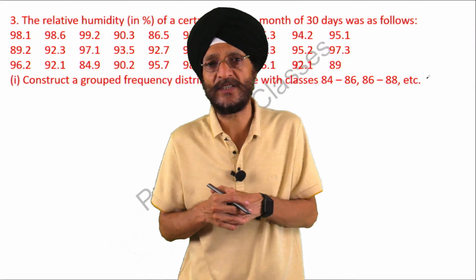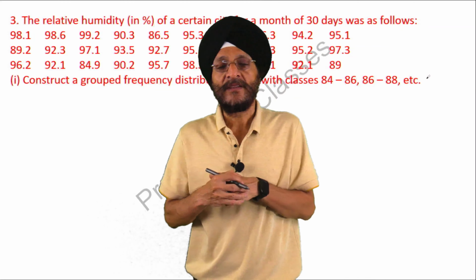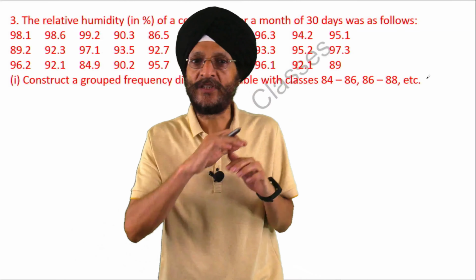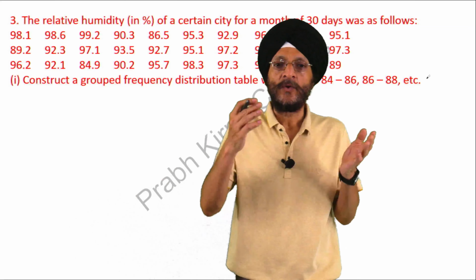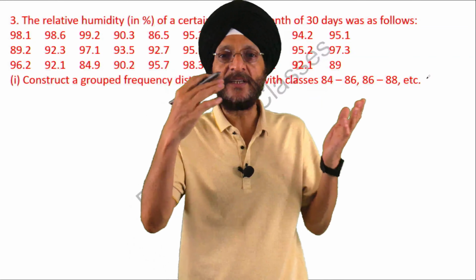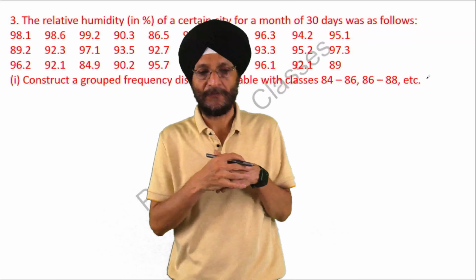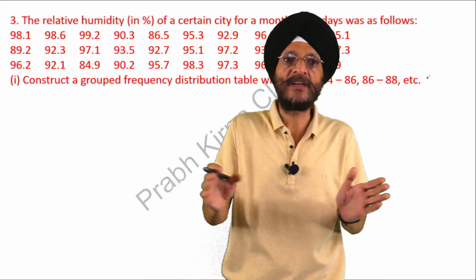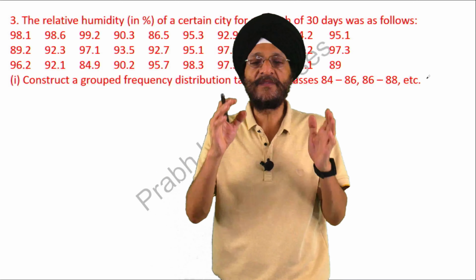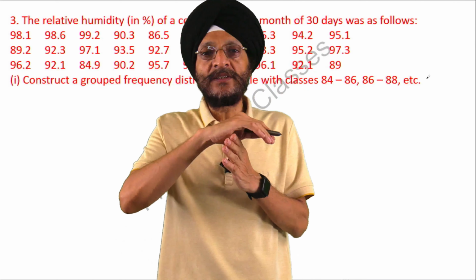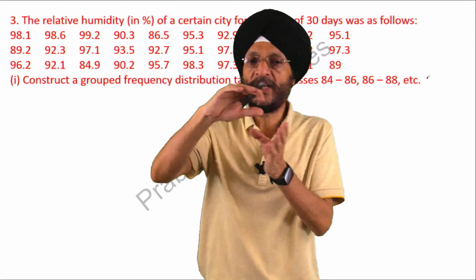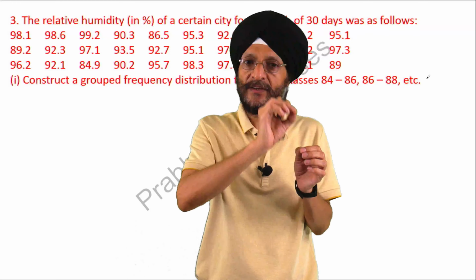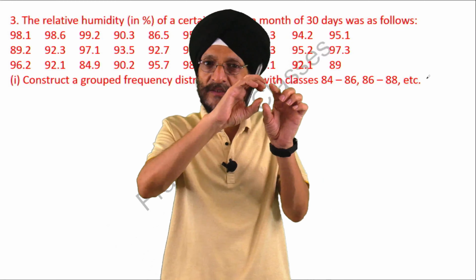Now what is given? First we understand this question: the relative humidity of a certain city was recorded for 30 days. On one day it was 98.1, another day it was 98.6 and so on. That is, the humidity was different on different dates. We have to construct a table in which we show the number of times a particular humidity occurred. We have to form the grouped frequency. That is, we are not to write each entry separately. We have to form a table in groups.